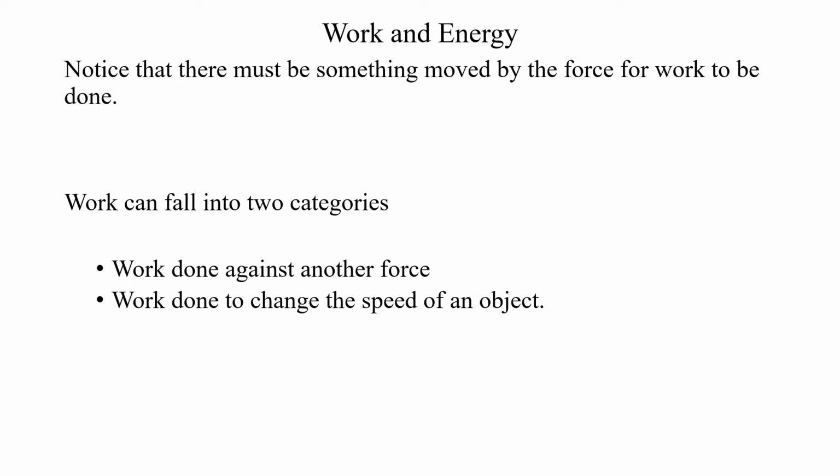The second kind is work to change the speed of an object. Think about throwing a baseball. When you throw a baseball, initially when it's in your hand, it doesn't have any speed, right? It's at rest. You apply a force over the distance that you move your arm, and then you give some speed to the baseball. So you've done work on the baseball to change its speed. Similarly, the braking force in your car can slow the car down. The work done by the braking force changes the speed.